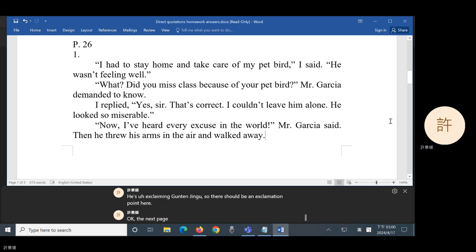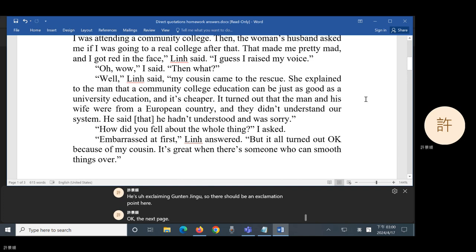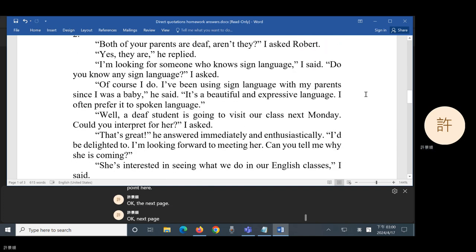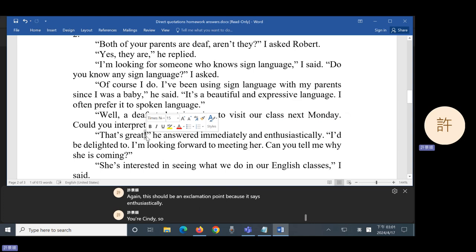Okay, next page. Number two. Sorry, not next page. This is still page 26. It's the second question. Again, this should be an exclamation point because it says enthusiastically, 热情地. So it is an exclamation, 惊呼.